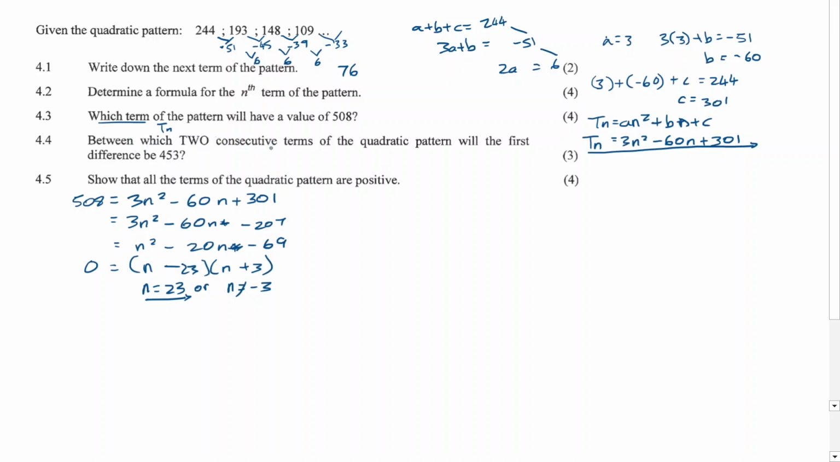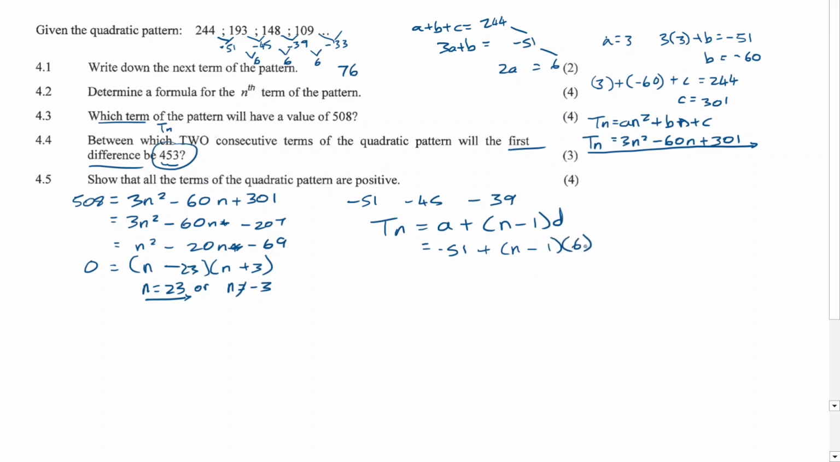Then this is a great question. Between which two consecutive terms of the quadratic pattern will the first difference be this? And so what jumps out for me is that they're talking about the first difference. And so I'm going to live this question on the first difference layer. And the first difference layer, if I wrote it out, was this. And so I'm going to start by doing my linear or arithmetic formula. First term is minus 51. The difference each time it goes up by 6, like we discovered earlier. And that will leave you with a formula of 6n minus 57.